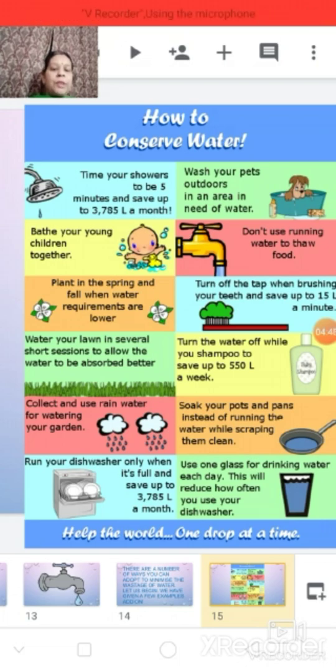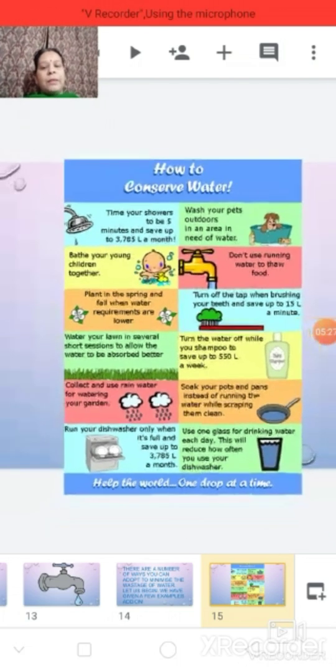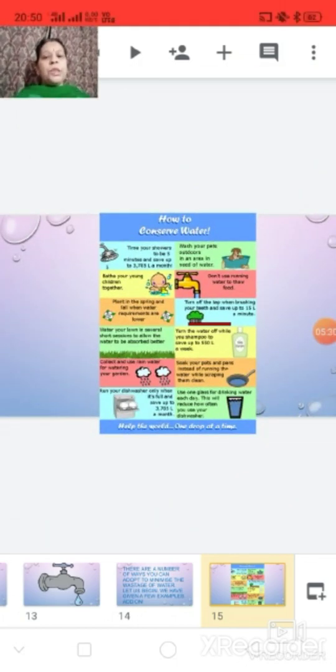Trees should be given water properly. Water should not be turned on when we are shampooing our hair. When we are washing our pans and utensils, the tap should be closed while we are scraping and cleaning them. One more thing: when we are drinking water, we should take care that the water is not left in our glass. So take only the required amount, because in that way we can save water, because it is our duty to save water.